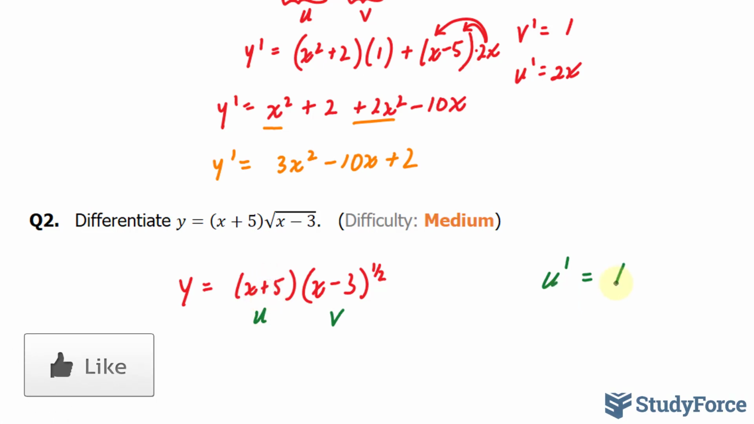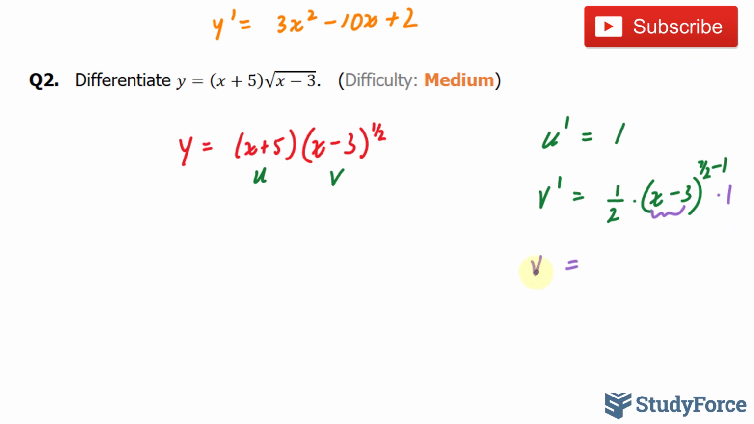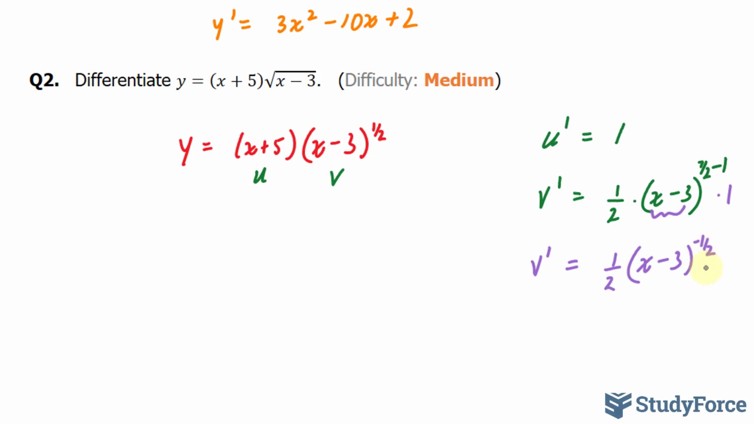The derivative of u is easy, it's simply 1. The derivative of v, well, that's where it gets a little complicated because we have to apply the chain rule. We'll take this 1 over 2 and write it at the bottom, multiply that by the base, x minus 3 to the power of 1 over 2 minus 1, and we find the derivative of this, x minus 3, is simply 1. So the derivative of v is 1 over 2, and half minus 1 is negative half. So x minus 3 to the power of negative half, and this can be rewritten, if you like, as 1 over 2 times the square root of x minus 3.